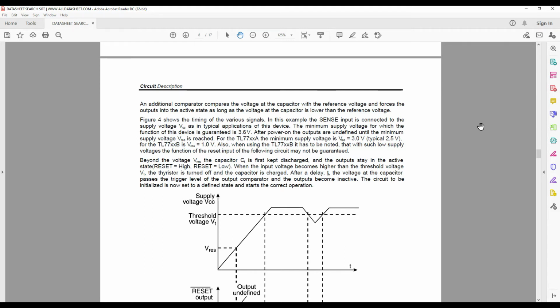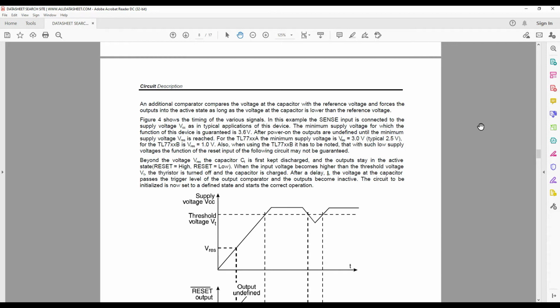For the TL77A, the minimum supply voltage is 3 volts, typically 2.5 volts. For the TL77B, it is 1 volt. Also, when using the TL77B, it has to be noted that with such low supply voltages, the function of the reset input of the following circuit may not be guaranteed. Beyond the voltage Vres, the capacitor C is first kept discharged and the outputs stay in the active state. Reset equals high, reset equals low.